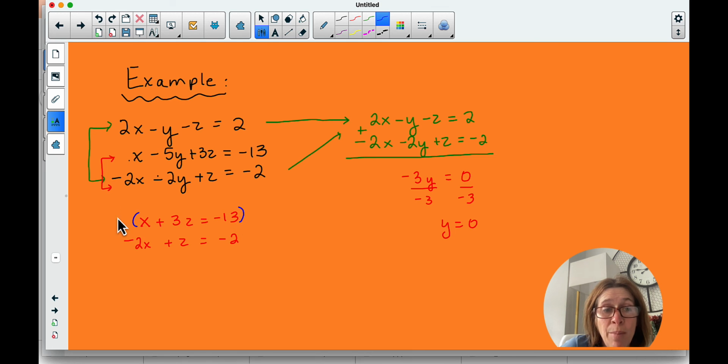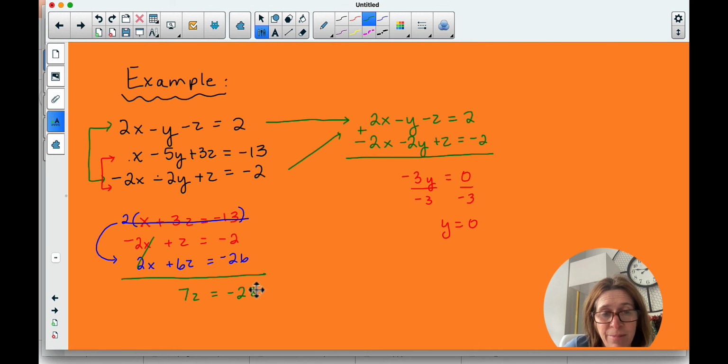I'm going to multiply the top by 2 and rewrite it below it neatly. 2x plus 6z equals negative 26. Cross it out so it doesn't get in my way. And that's going to give me then 7z equals negative 28. So z equals negative 4.